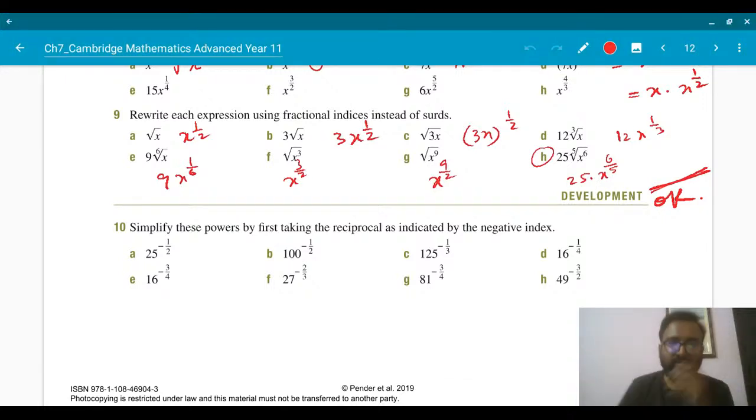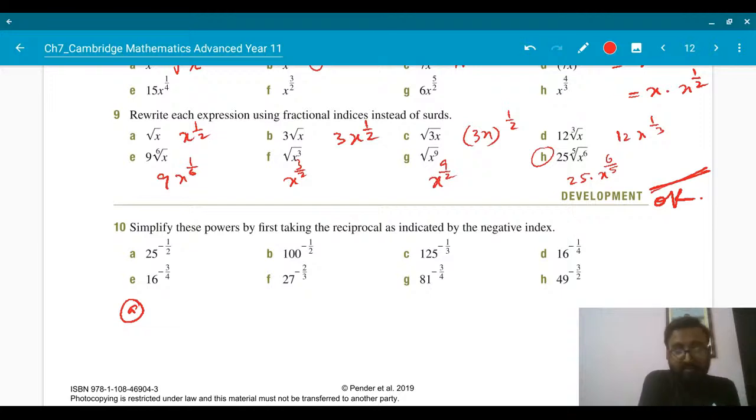So this is our last class, where I stopped. The problem is to specify these powers by first taking the reciprocal, as indicated by the negative index. First of all, we have to remove the negative index. How can we remove the negative index? Take 25 power minus 1 by 2. How can it be reduced to a simple positive power?